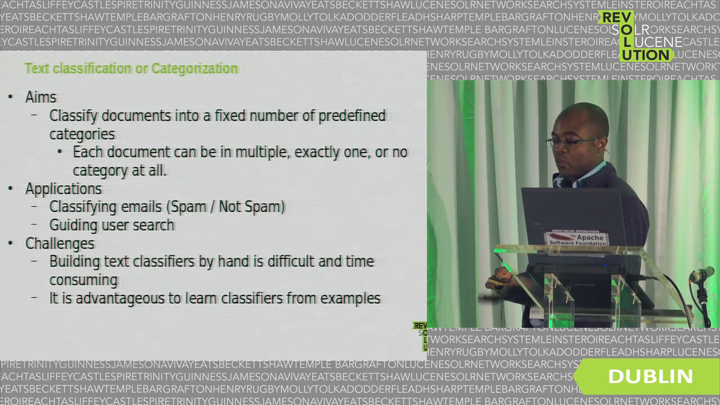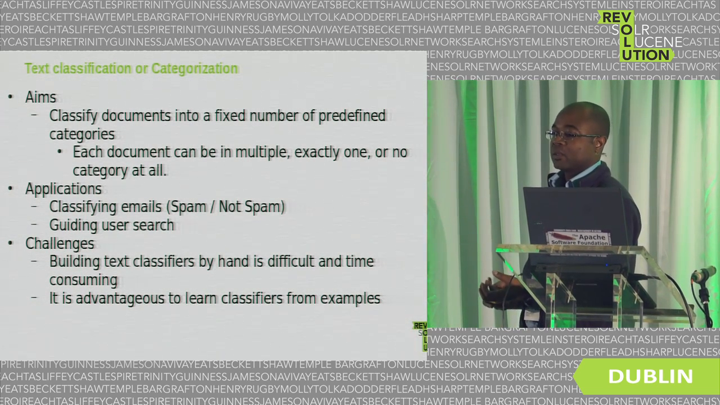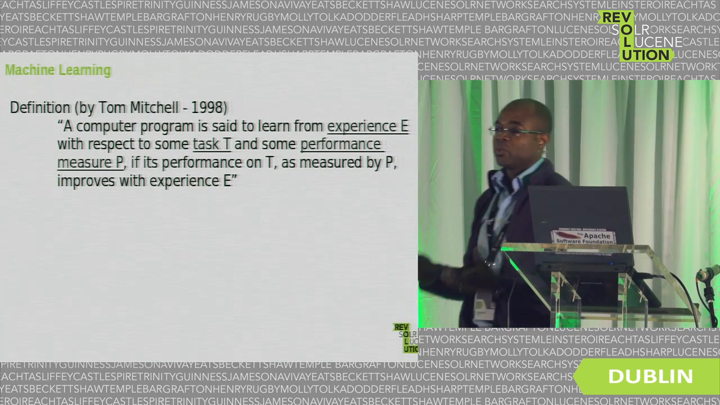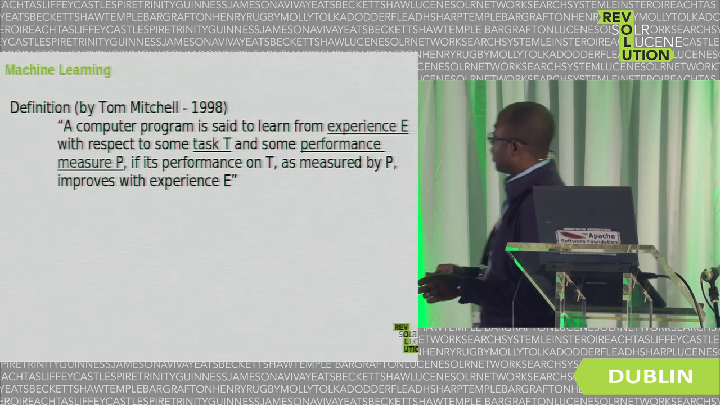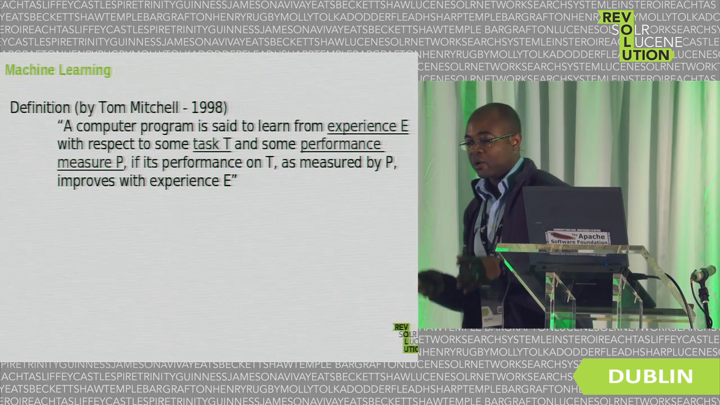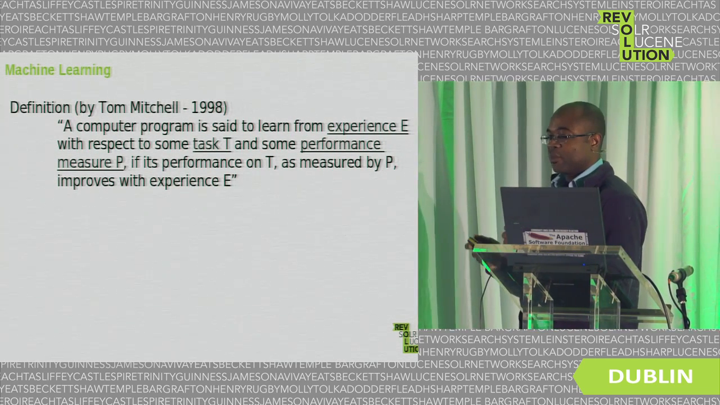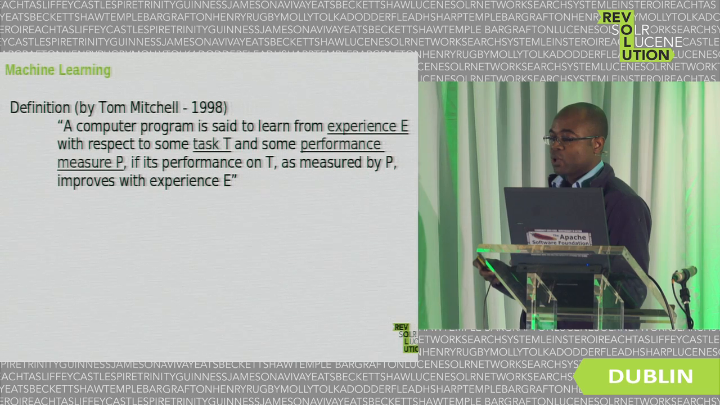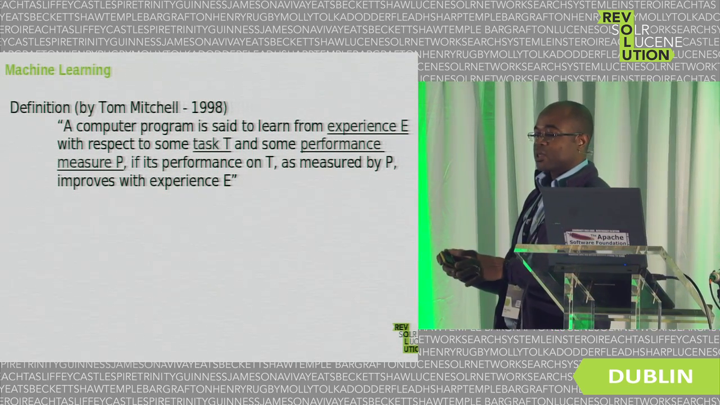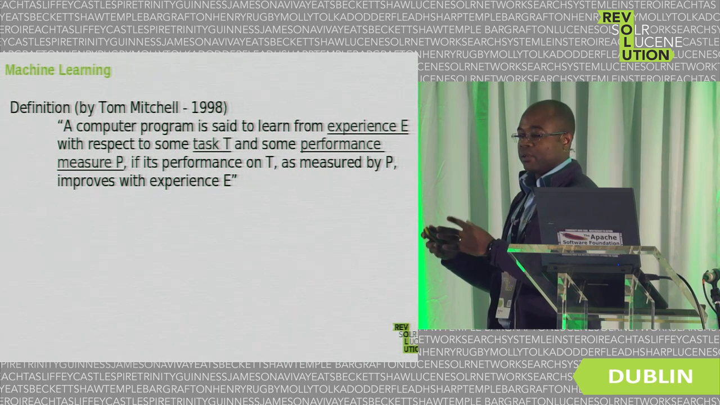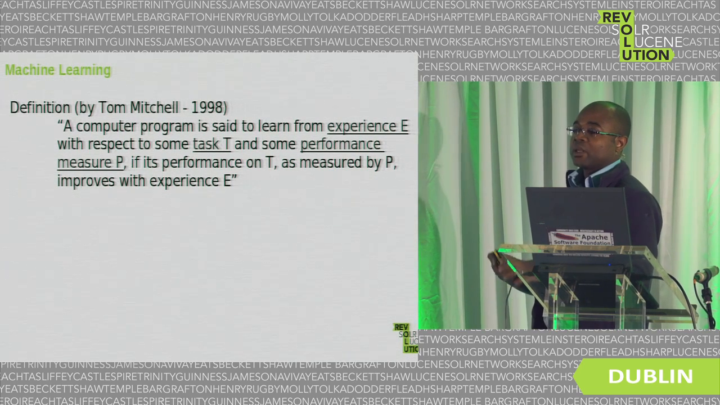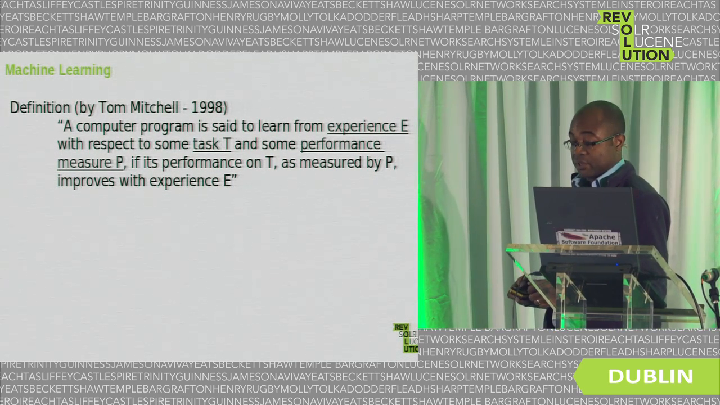What we would like to see here is learning, and this leads us to machine learning. We will train the machine to learn by itself. So let's start with the definition of machine learning by Tom Mitchell. He said a computer program is said to learn from experience E with respect to some task T and some performance measure P, if its performance on T, as measured by P, improves with experience E. That is the well-accepted definition.